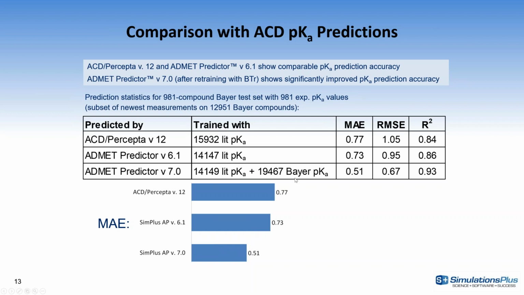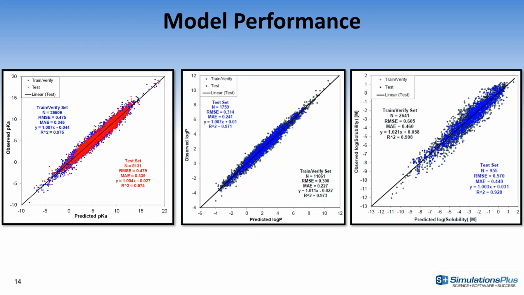And so here, the main thing to look at is the root mean square error. Our 6.1 model actually performed a little bit better on this data set than ACD, both in the lower root mean square error and a little bit higher R squared. But then when we added this and rebuilt all these models, we got the root mean square error down to 0.67 and the R squared all the way up to 0.93. So this is really an excellent model, and it was developed a few years ago. Just recently, I'll show a slide where this model came in first in a particular challenge.